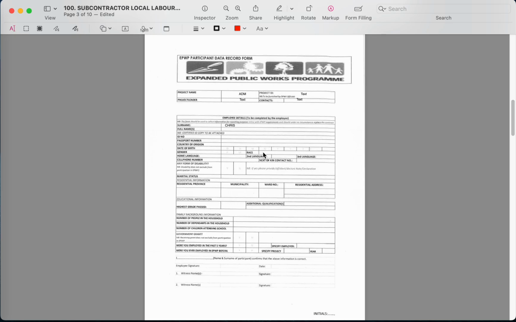This is when you are scanning now to send to me. The certified ID copy of the employee, the filled EPWP form, the full medical certificate for the employee, and then you send it accordingly. So Chris Mulifi will be number one.